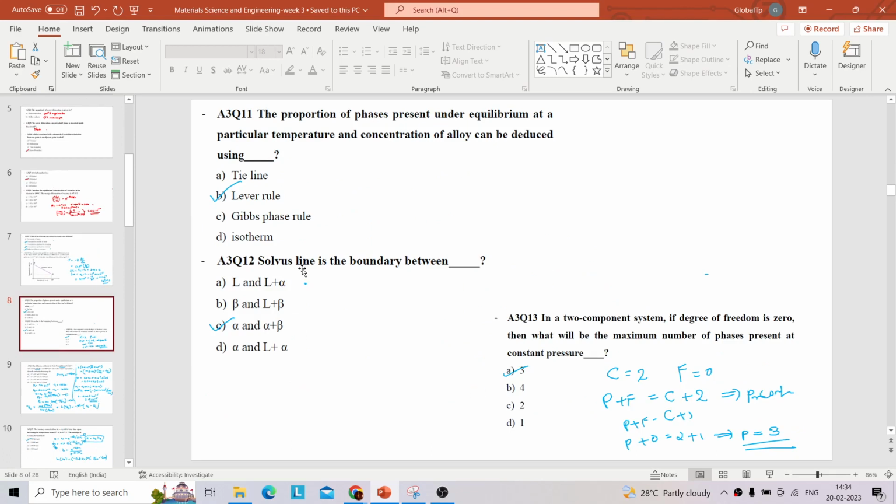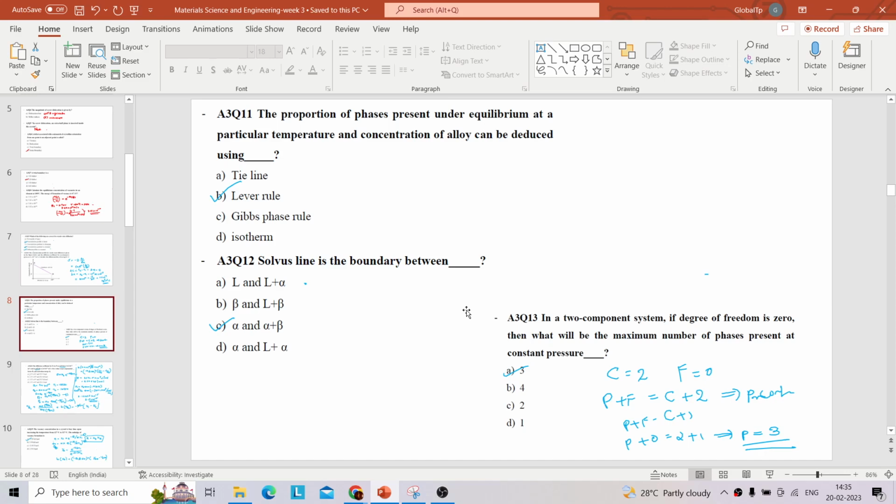See, this type of question, right? The solvus is between alpha and alpha plus beta. So what about the same for solidus? The question is asked for both, solidus and solvus line, so you cannot give the answer in this. For solidus, I think option B is for solidus: beta and L plus beta, right?